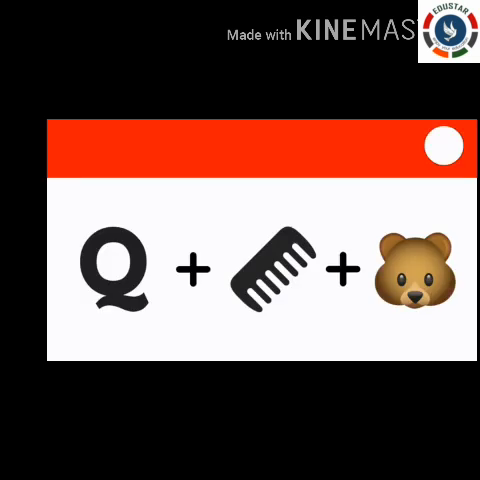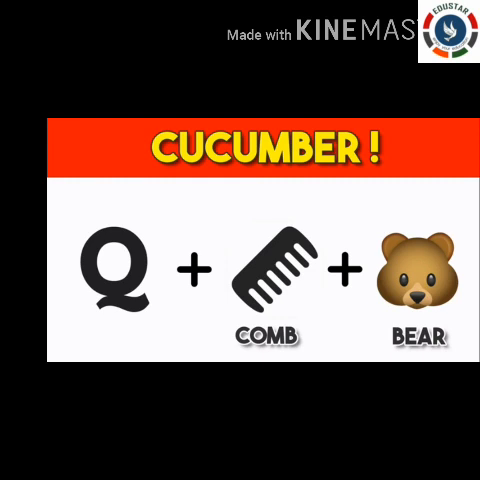Next, fourth one. See the clue? Q. Then what is the second picture? Comb, isn't it? Then third picture, beer. What it will be? Guess. Yes, it is cucumber. Most of you will pronounce it wrongly, isn't it? But you should not pronounce like that. It is cucumber. Okay.